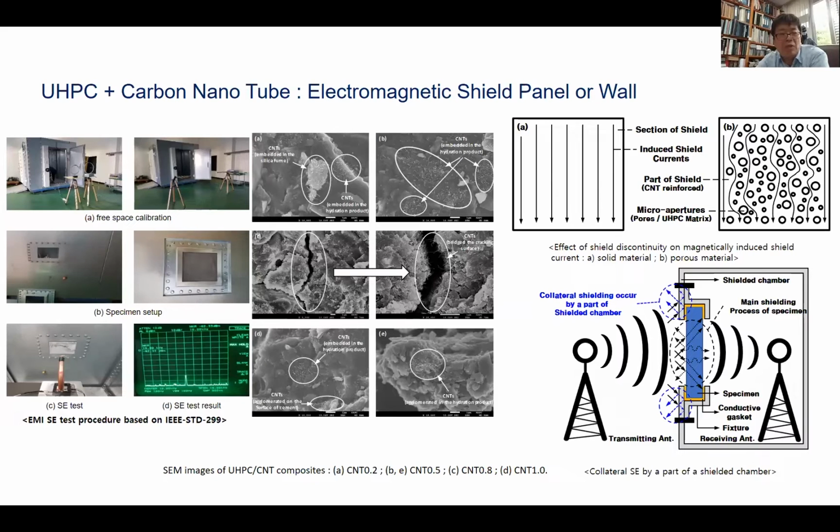The carbon nanotube increased the electrical property, then we got efficient magnetic field shielding performance.